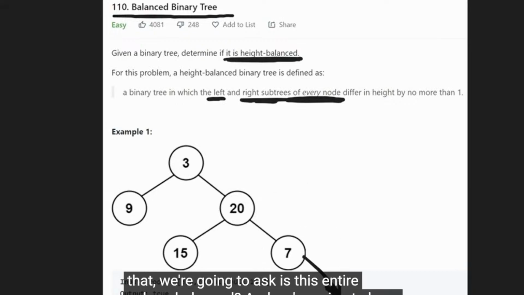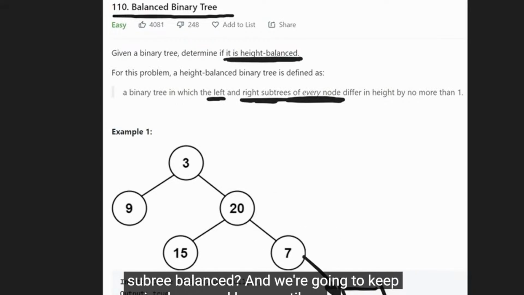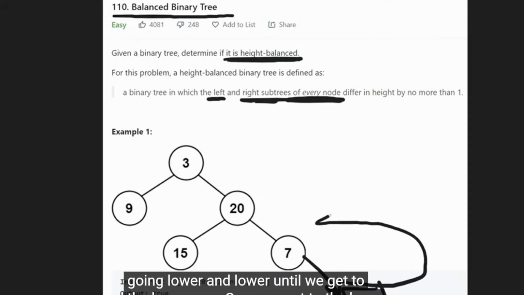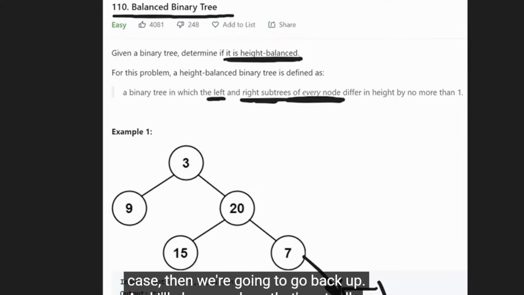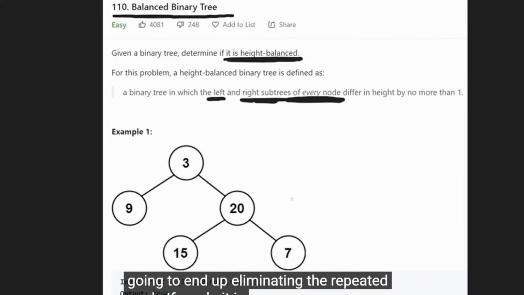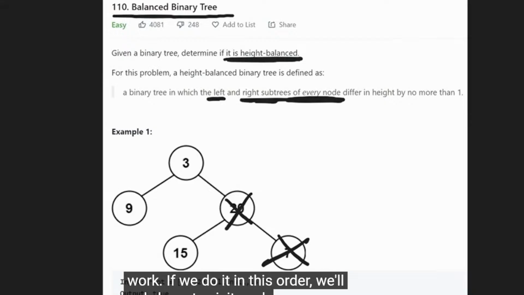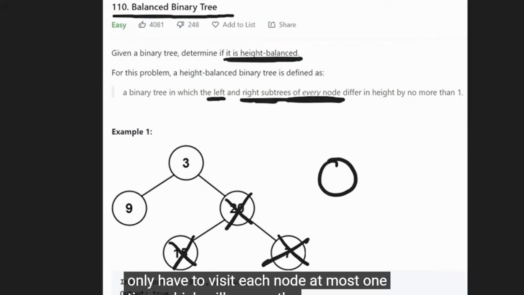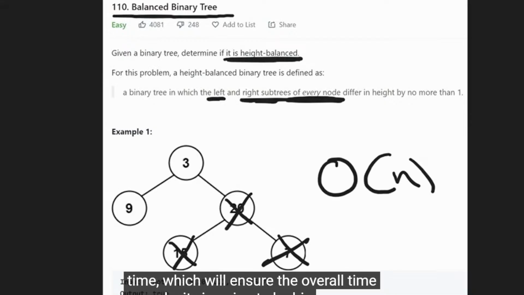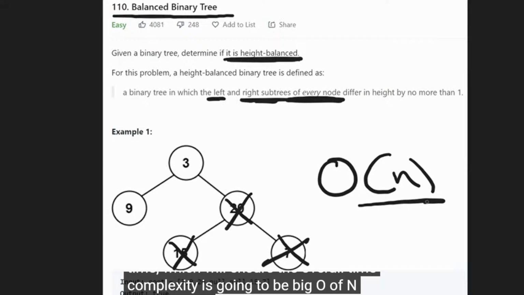And we're going to keep going lower and lower until we get to the base case. Once we get to the base case, then we're going to go back up, and I'll show you how that's actually going to end up eliminating the repeated work. If we do it in this order, we'll only have to visit each node at most one time, which will ensure the overall time complexity is going to be big O of n rather than n squared.